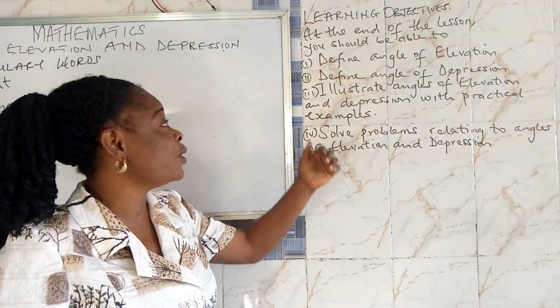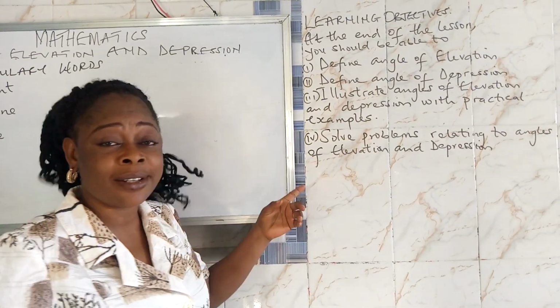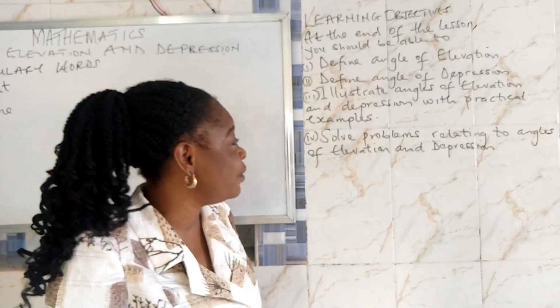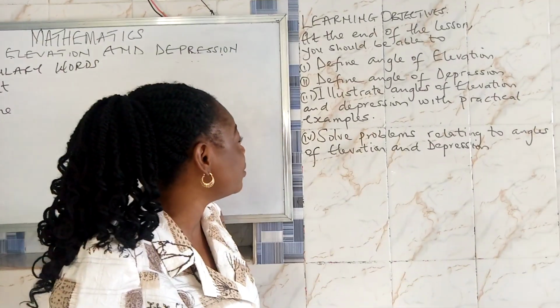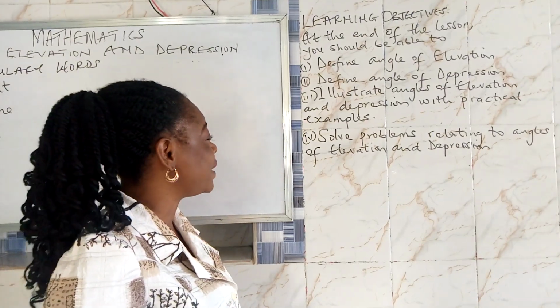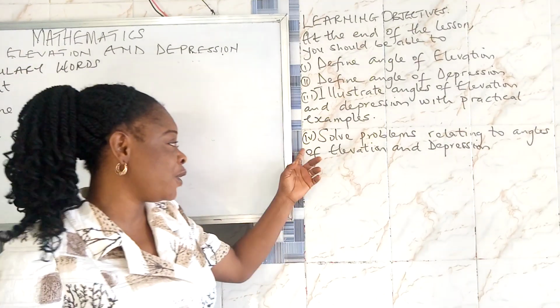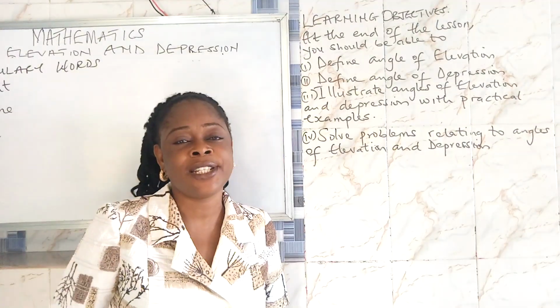The learning objective for today is that at the end of the lesson, you should be able to: 1. Define angle of elevation. 2. Define angle of depression. 3. Illustrate angle of elevation and depression with practical examples. And the 4th one, solve problems relating to angles of elevation and depression.